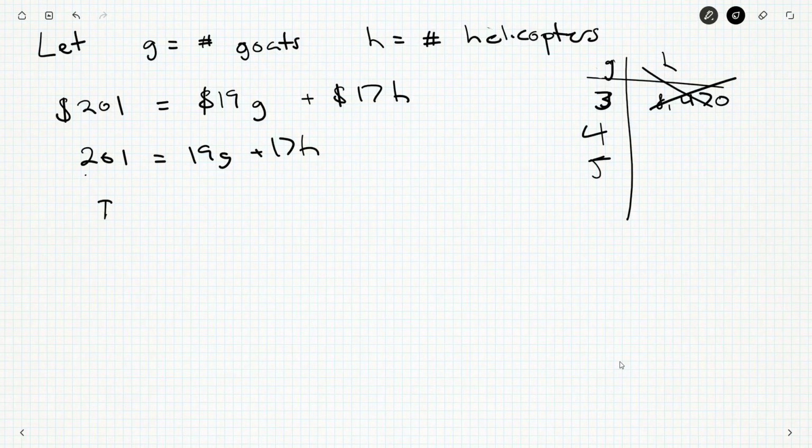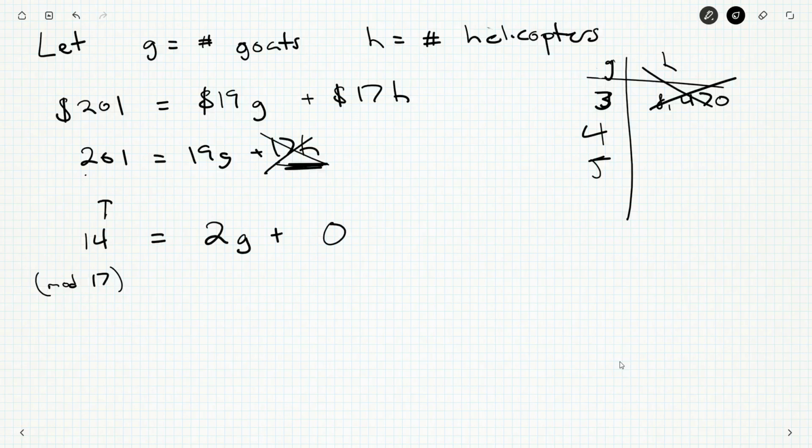And the remainder when I divide by 17 on the 201 side: 201 divided by 17 is 11.8 something. Subtract off 11 and multiply that by 17, and we get 14. You can say remainder when you divide by 17, or you can say mod 17. Now, 17H has no remainder when you divide by 17, so that's kind of nice. It gets rid of a whole expression. 19G, well, what's the remainder of 19 when you divide by 17? 2. So you get 2G.